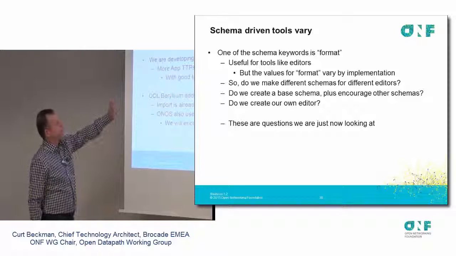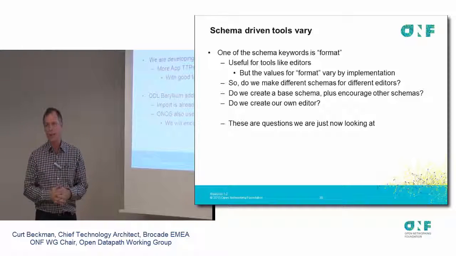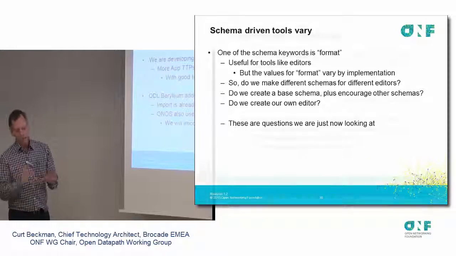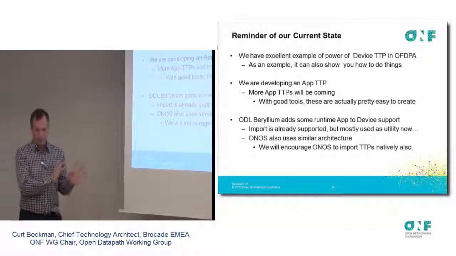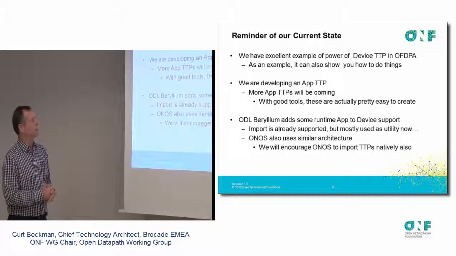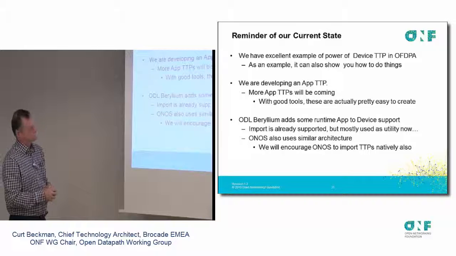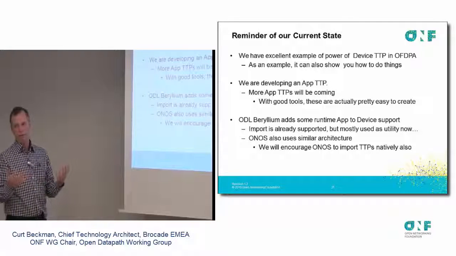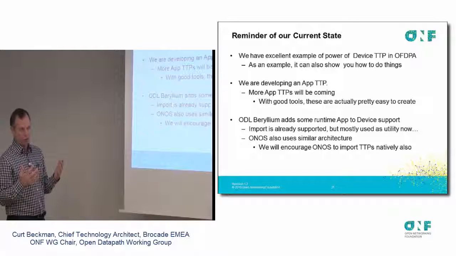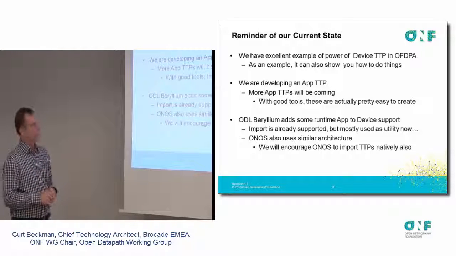Current situation. Our best example of a device TTP is the OFDPA. I tend to think of OFDPA as a TTP, but it's actually more than a TTP, as I was reminded yesterday. But it really does expose the power of the Broadcom chipset in OpenFlow. If you didn't have that documentation, it would be very hard to write code on Broadcom.